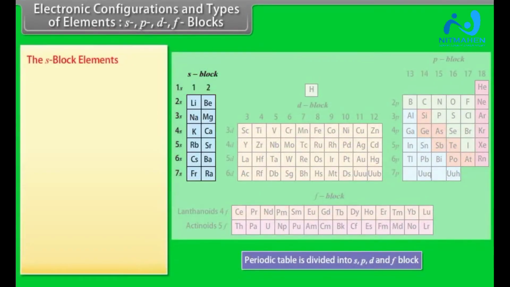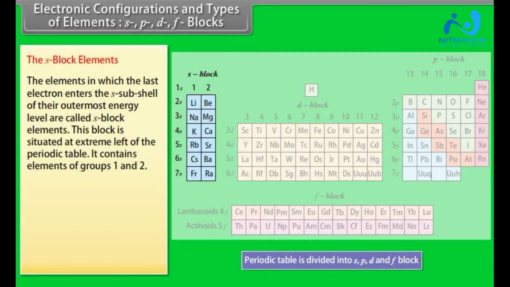So, due to this, it is placed at the top of the periodic table. The s block elements. The elements in which the last electron enters the s subshell of their outermost energy level are called s block elements. This block is situated at the extreme left of the periodic table. It contains elements of group 1 and 2.